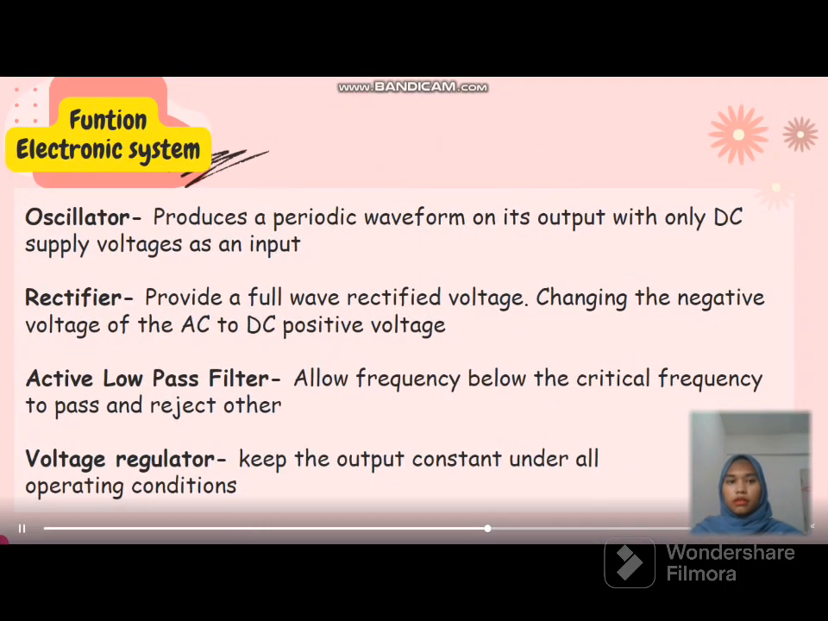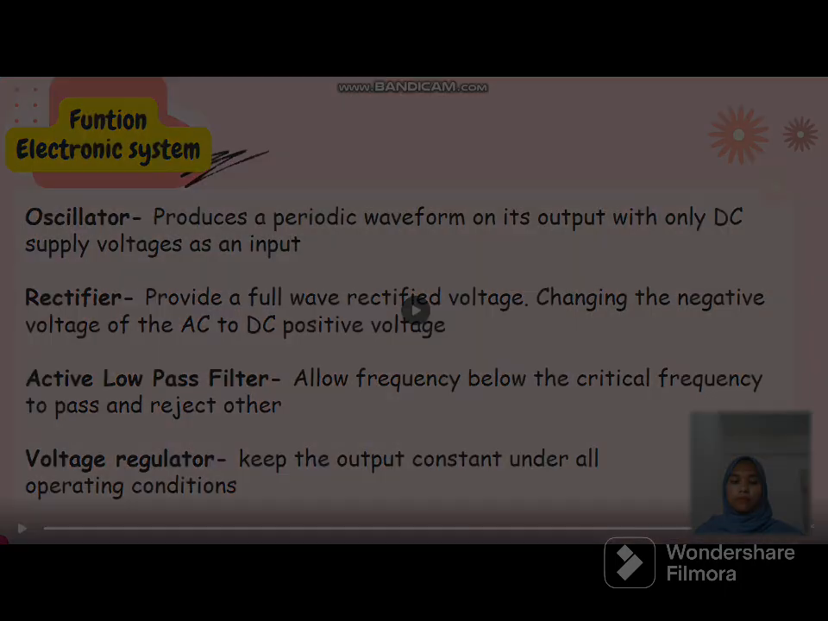So, functions of the electronic system. Oscillator produces a periodic waveform on its output with only DC supply voltage as an input. Rectifier provides a full wave rectified voltage, changing the negative voltage of the AC to DC positive voltage. Active low pass filter allows frequency below the critical frequency to pass and rejects others. Voltage regulator keeps the output constant under all operating conditions.